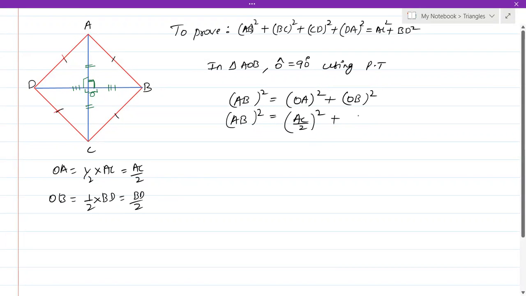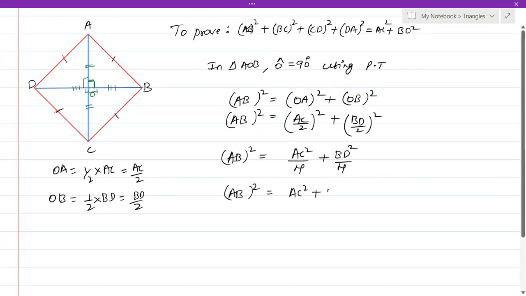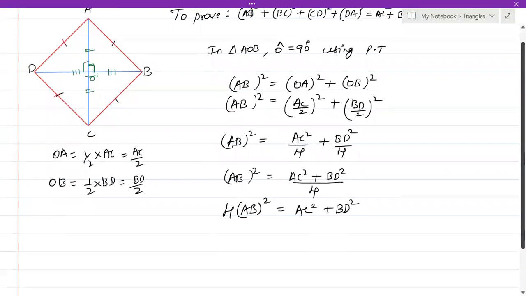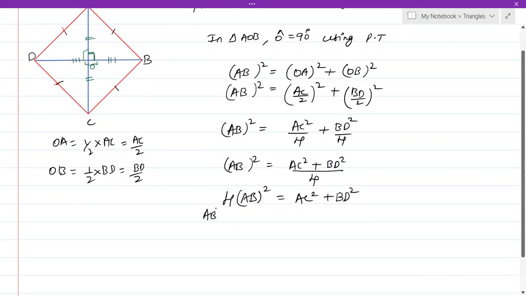So that's what I'm going to do here. This OB can be written as BD by 2 the whole square. So AB square is equal to AC square by 4 plus BD square by 4. Now the denominators are the same, therefore I can write this as AC square plus BD square the whole divided by 4. Let me transpose 4 to the LHS. It is in division; if it comes across, it will become multiplication. So it becomes 4 times AB square is equal to AC square plus BD square. If you observe, we have already got the RHS and we have to make a small change in the LHS. So this 4 AB square can be written as AB square plus AB square plus AB square plus AB square, which is equal to AC square plus BD square.